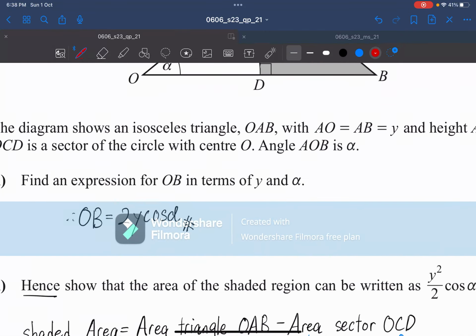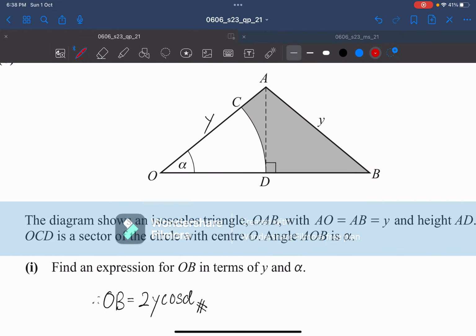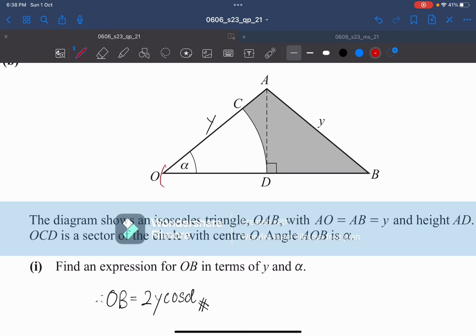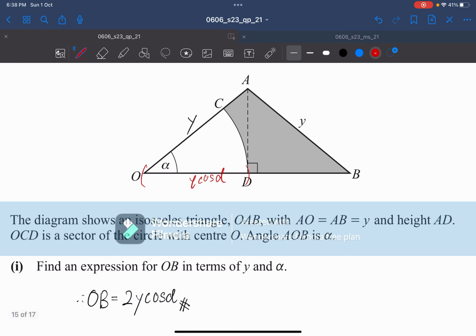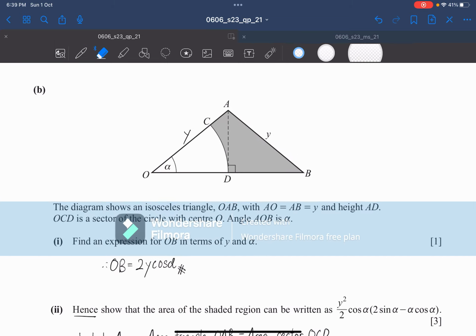All right. So we know that OD is going to be y cos alpha, but we want OB, right? And since this is an isosceles triangle, OD will be equal to DB. So this is also going to be equal to y cos alpha. So yeah, the OB would just be 2y cos alpha, 1 mark.